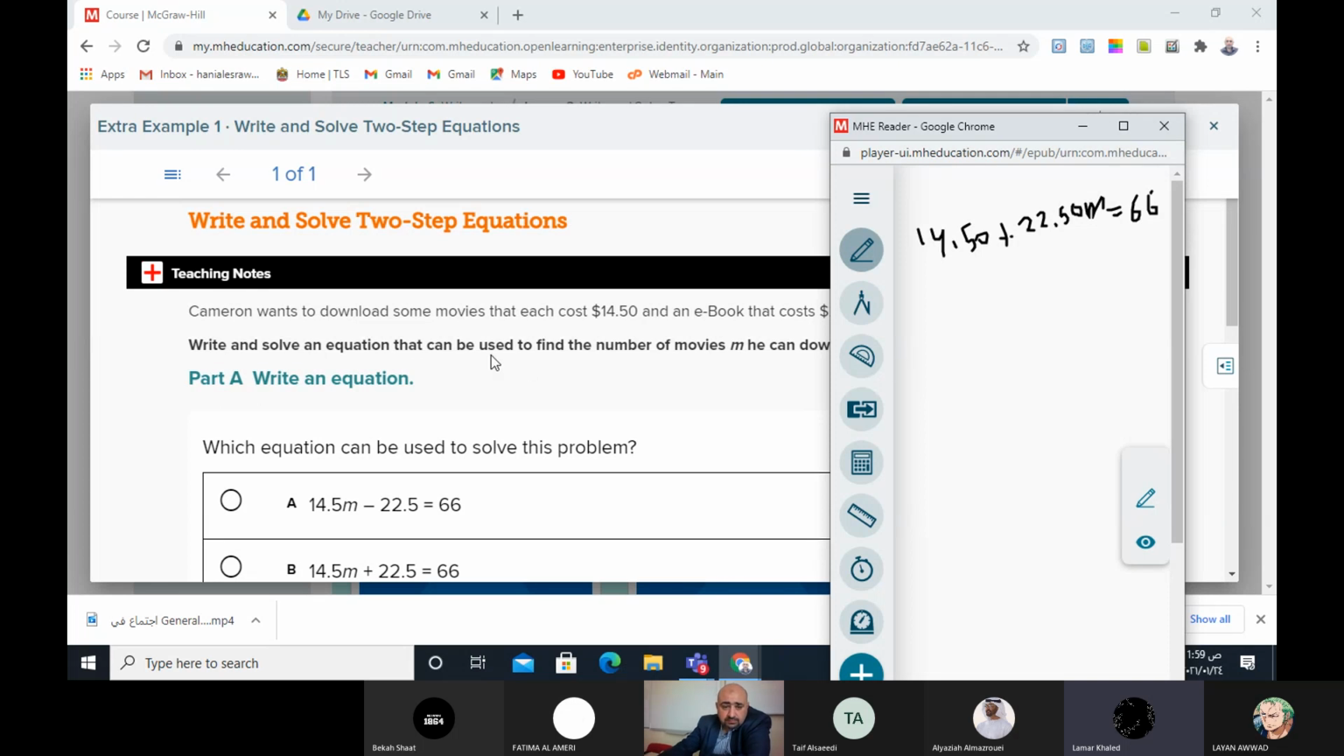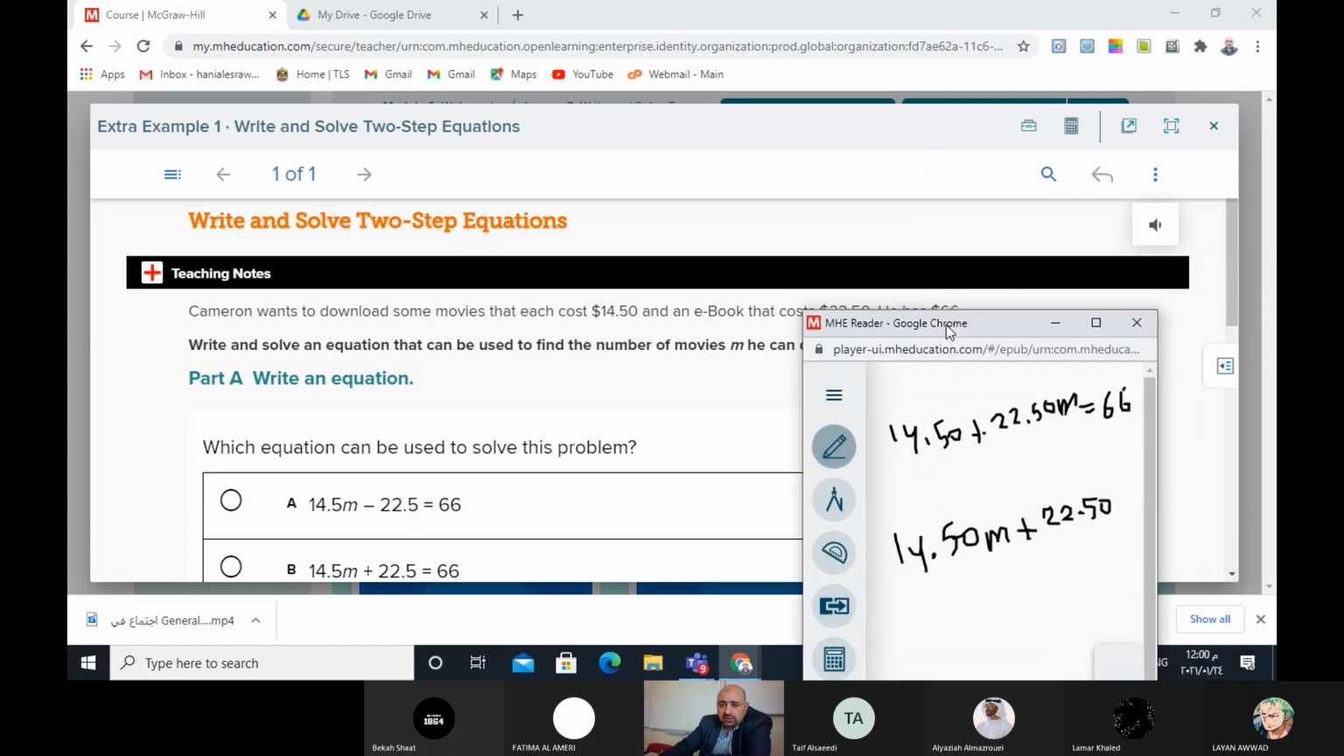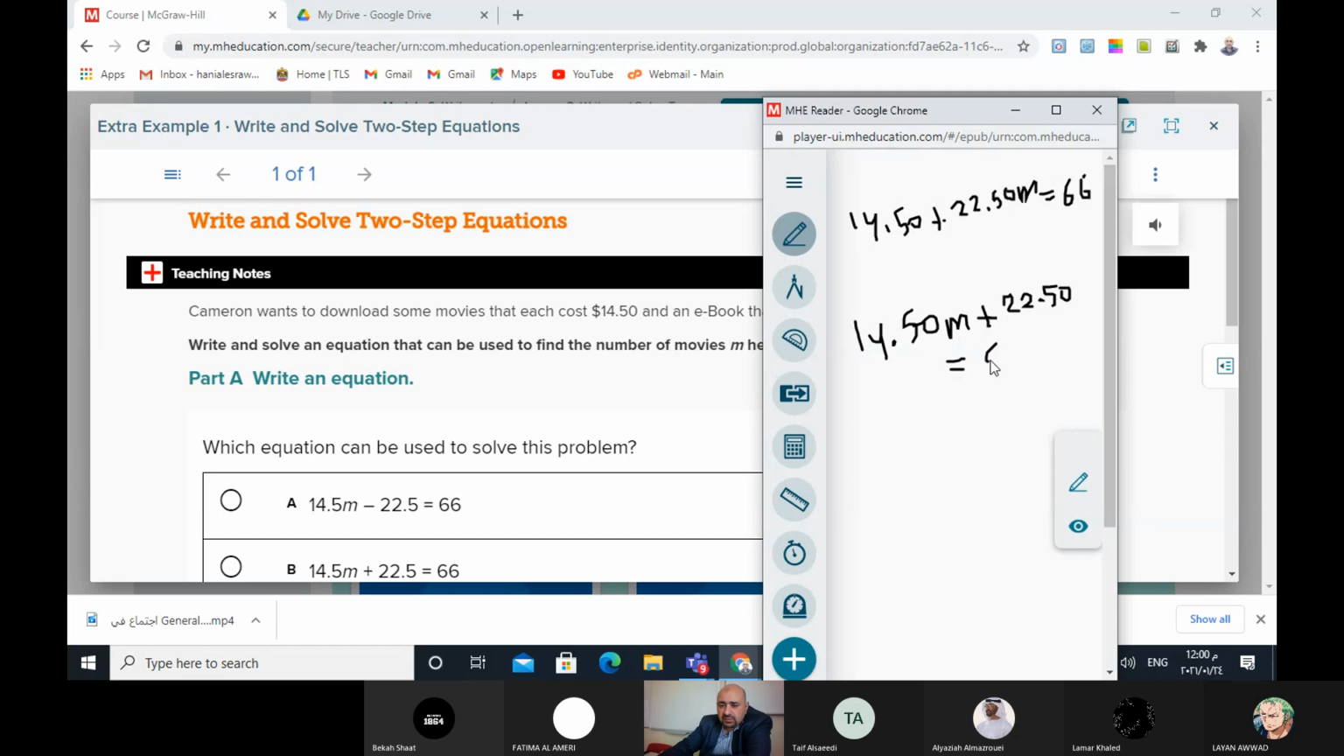Right, listen to me, please. We have the cost of one movie, 14.50, but I don't know how many movies I have. So the number of movies will be m. Multiply here by m. Plus an ebook, the cost of an ebook will be 22.50. Here we need to download just an ebook, which means one, 22.5. So here I know the number, so no need to represent it with a variable. Okay? So the cost will be 66, so equal 66. The right equation will be 14.50m plus 22.5 equals 66.